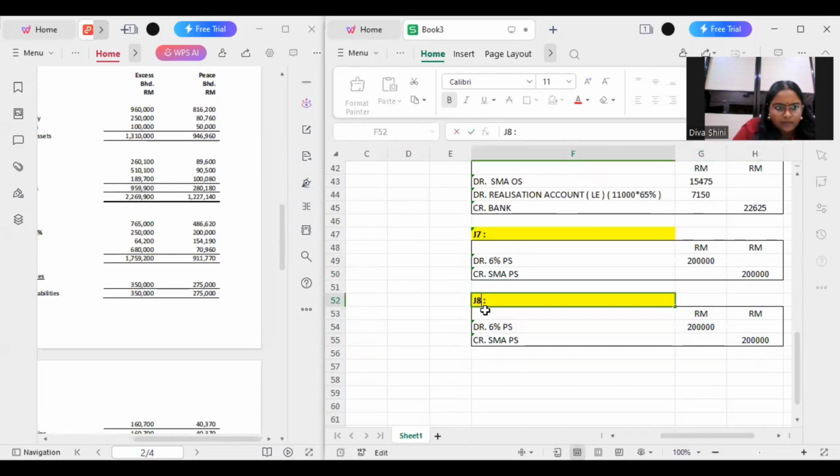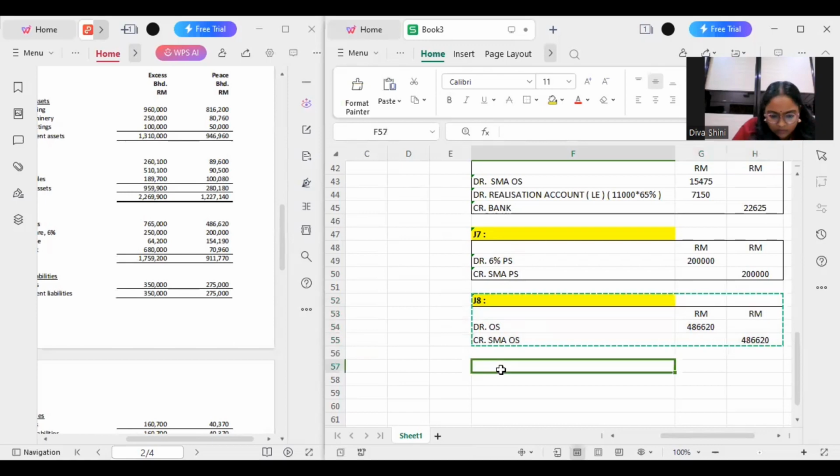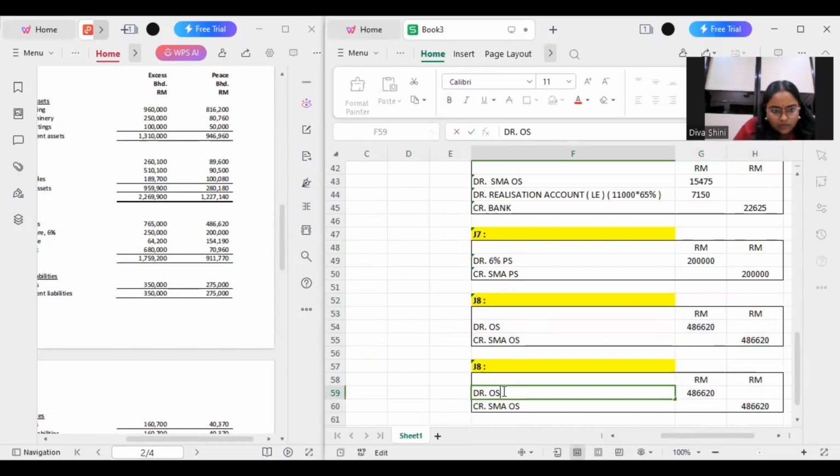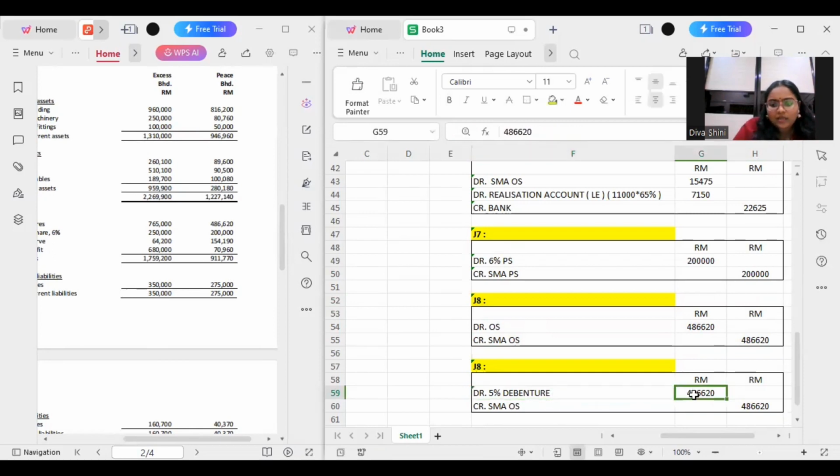So this is journal 7, and continue with journal 8 for ordinary share. Ordinary share, SME OS, 486,620. And then journal 9 about debenture. The question says 5% debenture. 5% debenture will be calculated under SME OS, and the amount is 275,123.